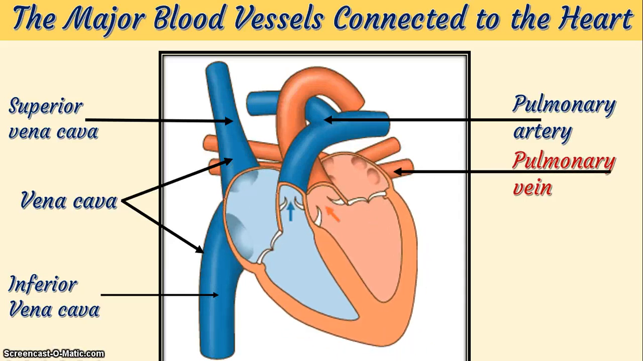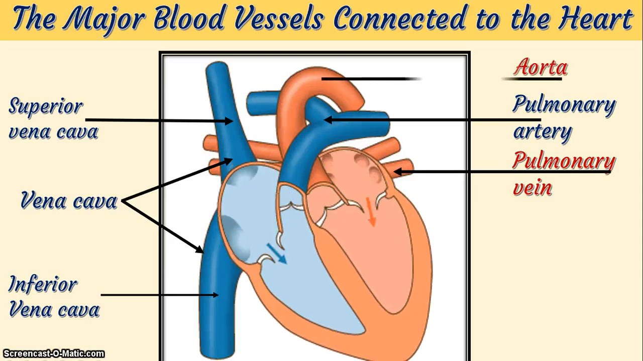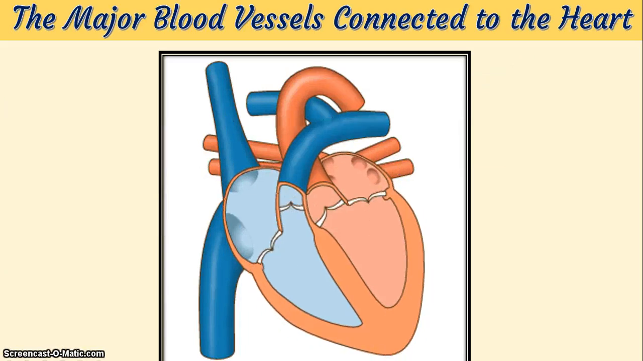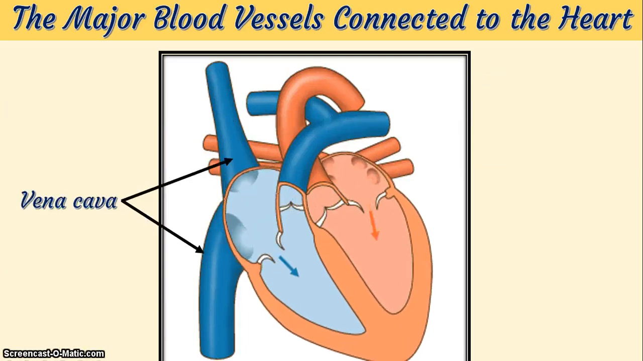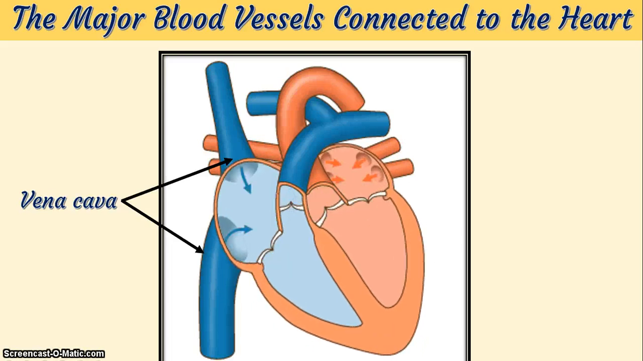The pulmonary veins. And then finally, the oxygenated blood leaves the heart through the aorta. Let us have a recap. We say we have the vena cava. It carries deoxygenated blood into the heart, and it is the largest vein in the body.